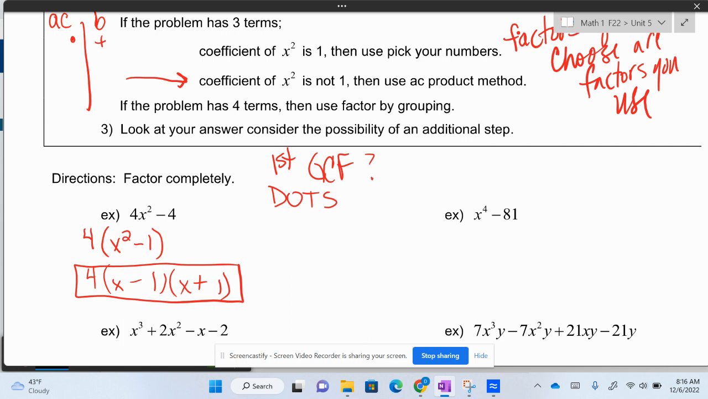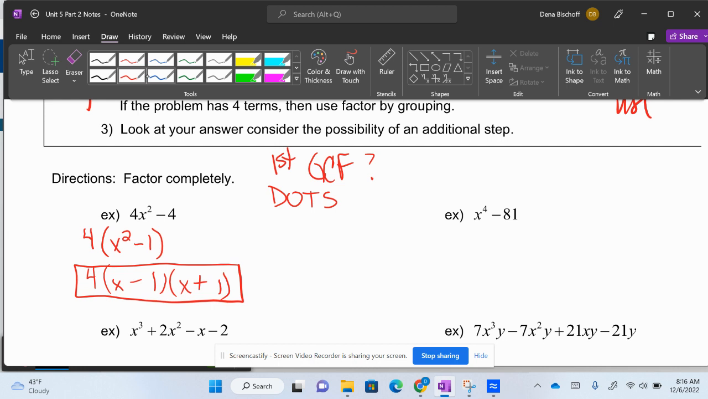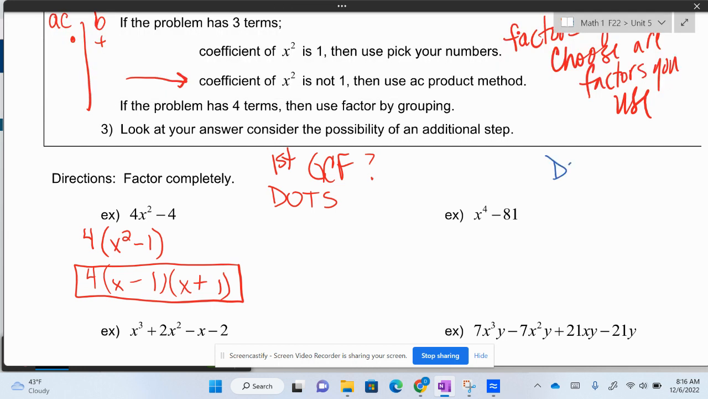Okay. The next example. How many terms do we have? So what does that mean that we should probably check? Yeah, see if this is the difference of 2 squares. Is x to the 4th power a perfect square? How is that made? X squared times x squared. Is 81 a perfect square? How is that made? 9 times 9. Okay.